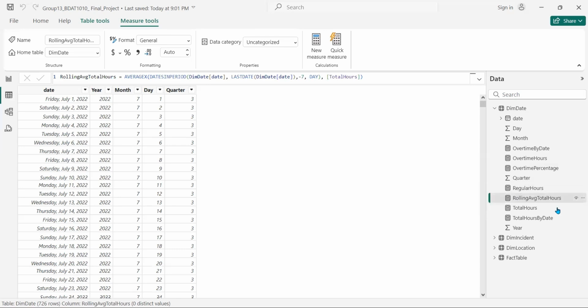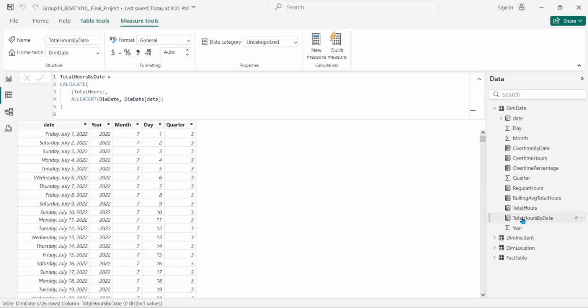And after that, we have also made the total hours measure, which sums up all hours worked, including overtime, from the fact table which we have. We have also made the total hours by date. So this measure calculates the total hours worked, grouped by each date.